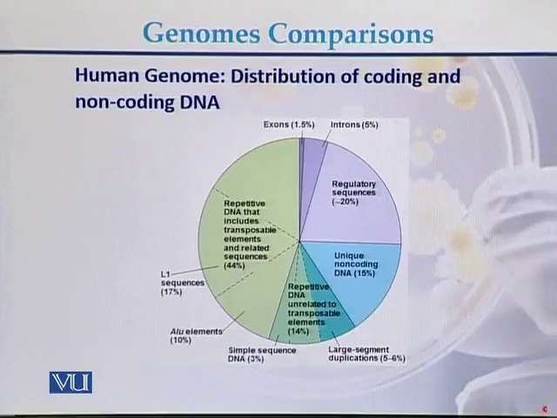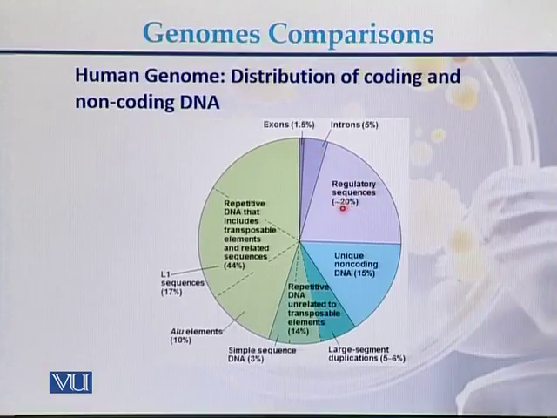This is a pictorial view of the human genome, where we can see the distribution of coding and non-coding DNA. If we look, this is all non-coding or repetitive DNA. Exons, which are coding, meaning they produce polypeptides, make up 1.5% of the entire genome. Introns make up 5% of the genome.